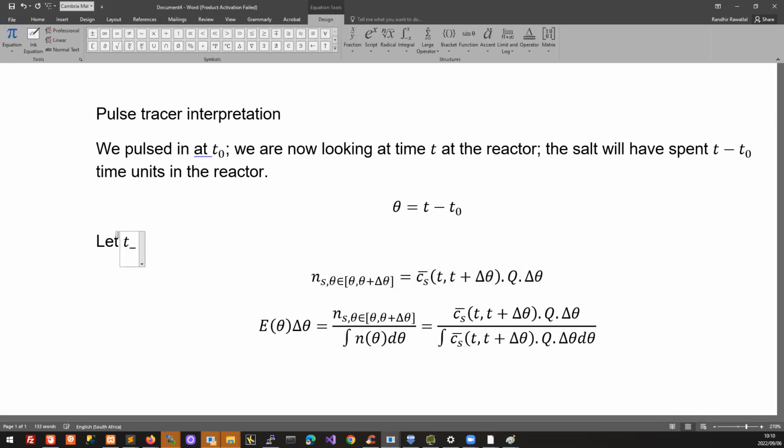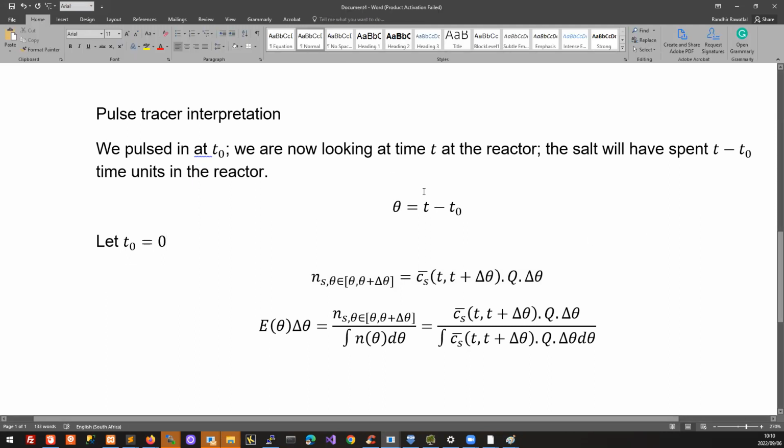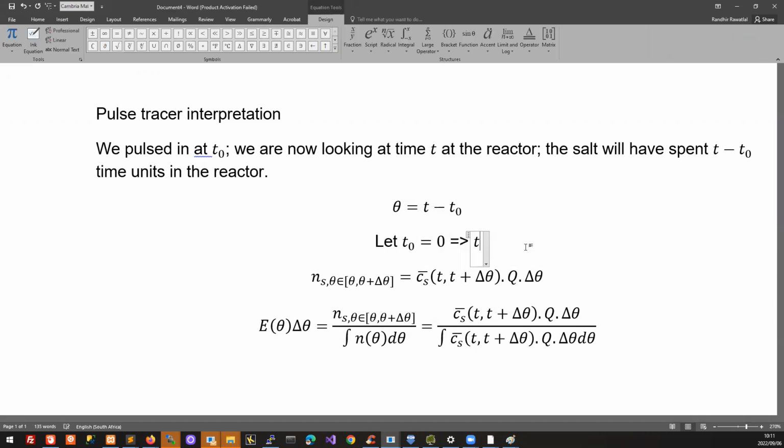So let t naught equal naught. So we can simply define our time to start from 0. Or in other words, these t's, if we just subtract t naught from it, then we can get rid of that t naught. So let t naught be theta, t naught equals 0. So then that will give us that t equals theta. Okay, so we can write this as theta.